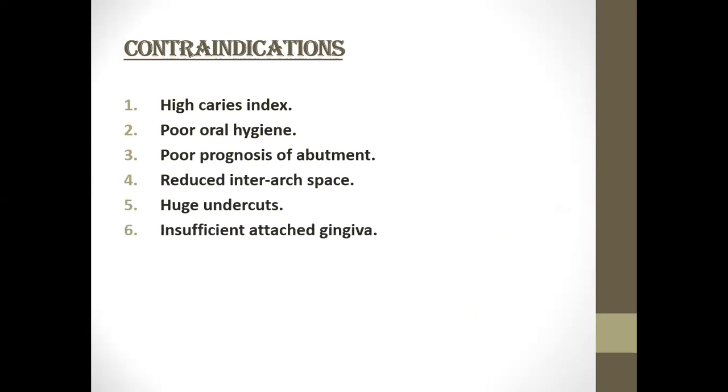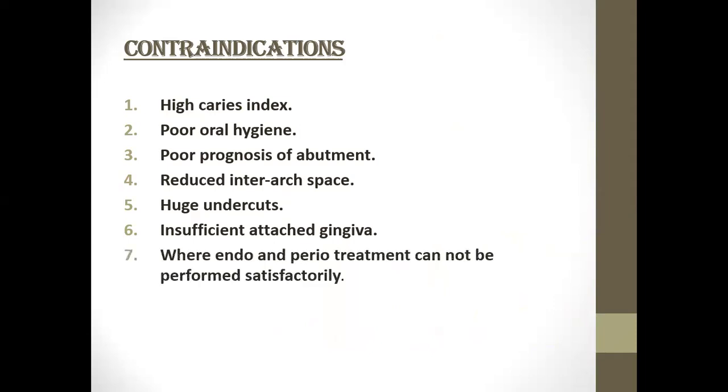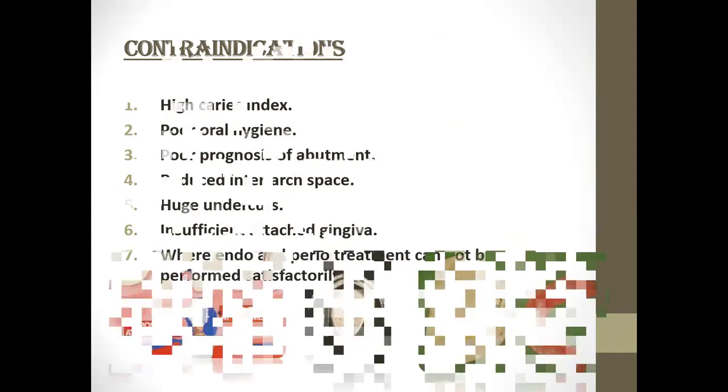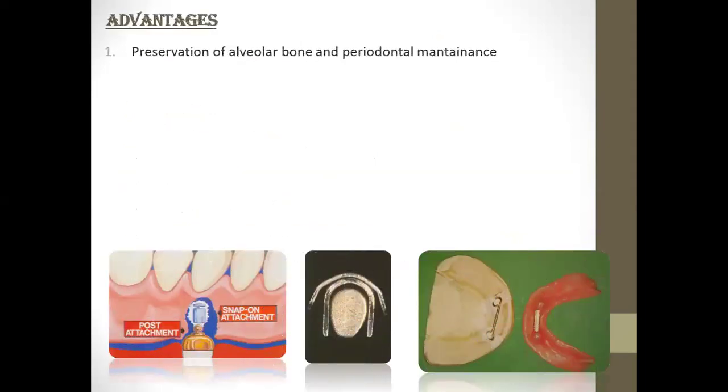And then huge undercuts, again, as we discussed earlier, which has to do with the mouth preparation. When there is a huge undercut, naturally we do not prefer it for your removable prosthesis, because the sheer insertion and removal becomes a nightmare for the patient. So again, it's a contraindication. Insufficient attached gingiva is also a contraindication here because of the abutments. And where endo and perio treatment cannot be performed, better to go for extraction in those cases.